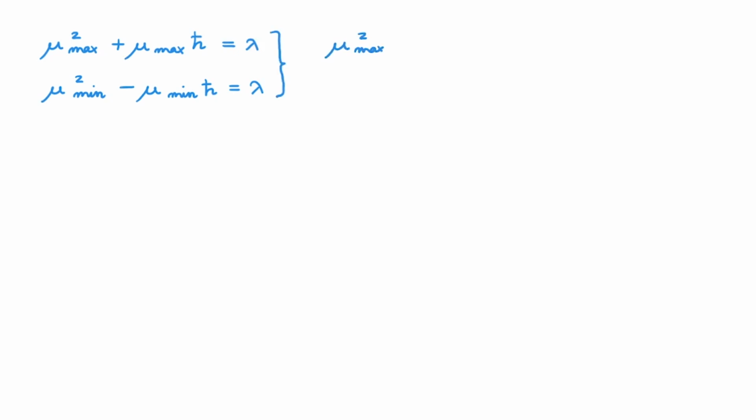So these are our two new conditions. One of the values that mu takes must be mu max, such that this equation is obeyed, and another one of the values that mu takes must be mu min, such that this other equation is obeyed. Putting these two equations together, we have that mu max squared plus mu max h bar is equal to mu min squared minus mu min h bar. This in turn means that mu max is equal to minus mu min.